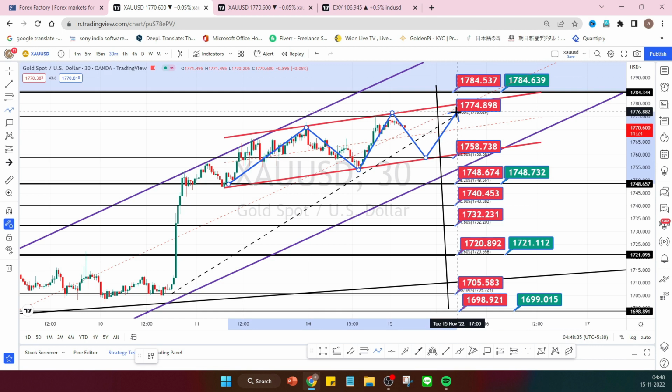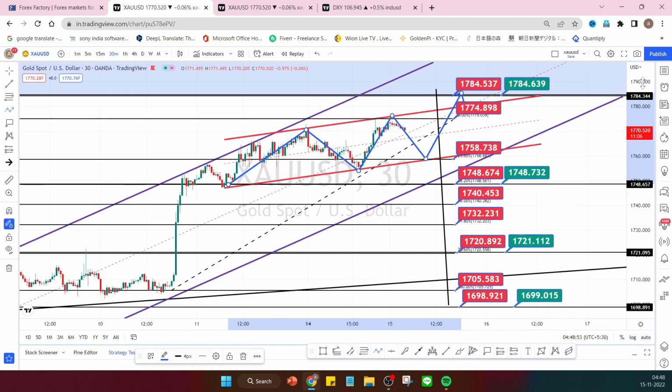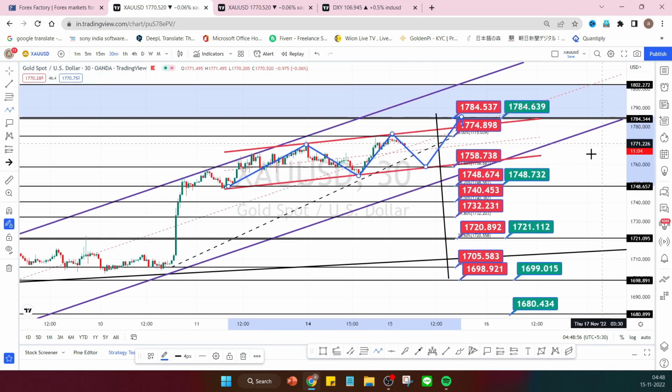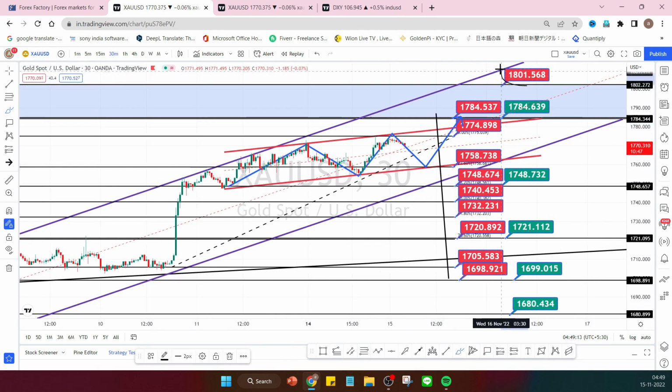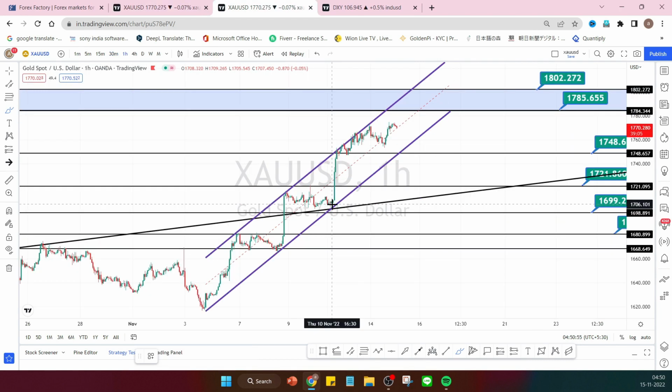And on the bullish side, if the price action breaks the resistance level of 1774, next level of resistance is going to be around 1784. And only when the price action breaks this resistance level, we can expect it to retest the higher time frame resistance level of 1800. So the area between 1800 to 1784 is a very strong resistance zone from the higher time frame. That's all the analysis for today.